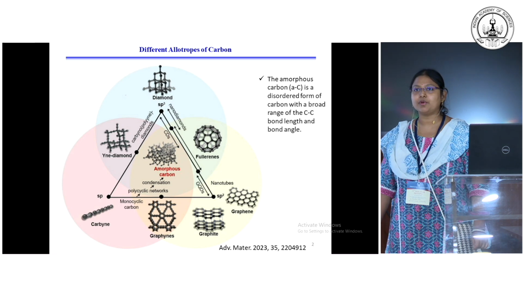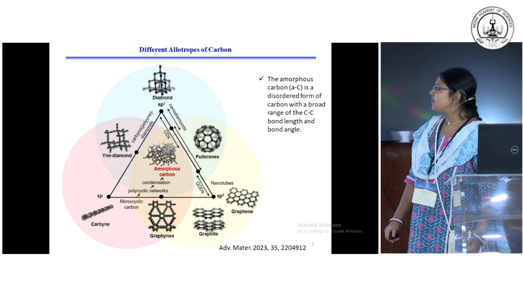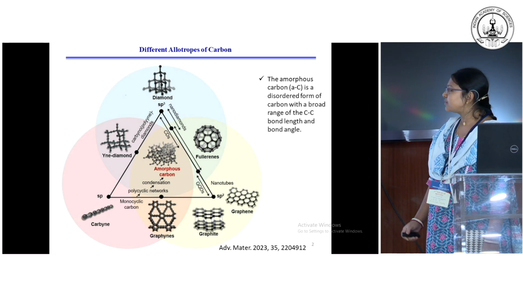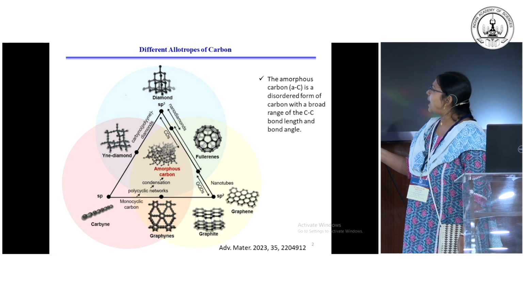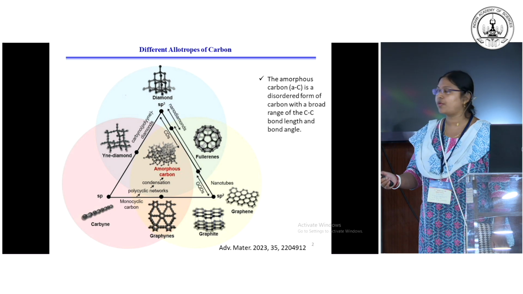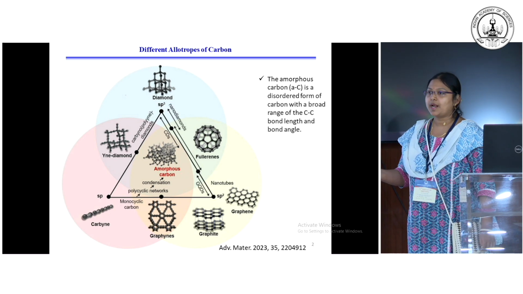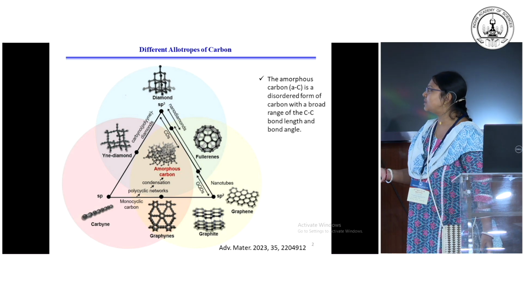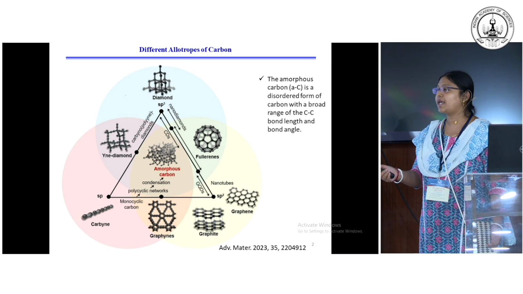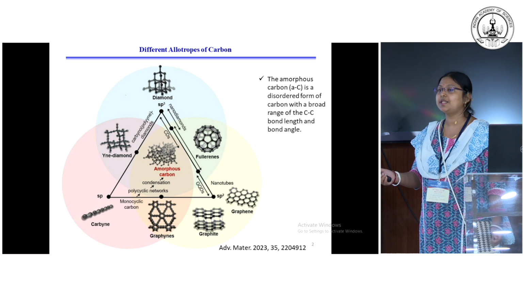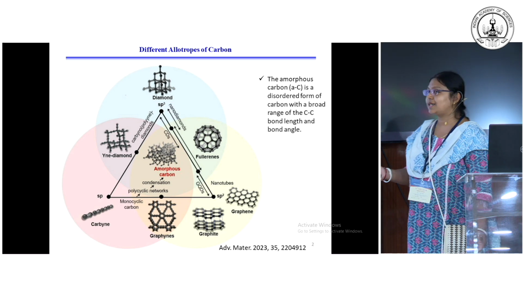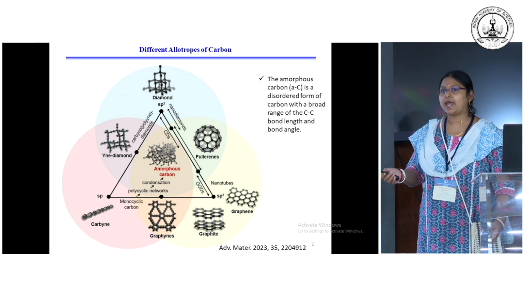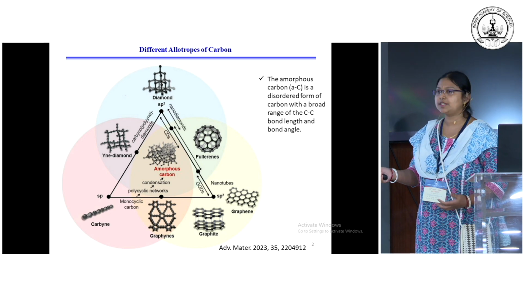All of you know that carbon has many allotropes, which are classified according to the molecular hybridization of the carbon-carbon bond. But amorphous carbon is a disordered form of carbon with a broad range of carbon-carbon bond lengths and bond angles. Though the crystalline forms of carbon like graphene and carbon nanotubes have attracted more attention from researchers, amorphous carbon has attracted less attention. Today I will show how amorphous carbon can be used as a very good material in advanced electronics.